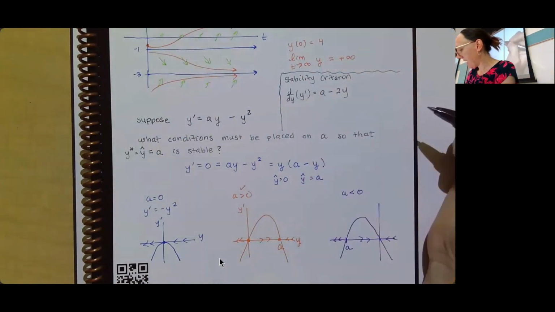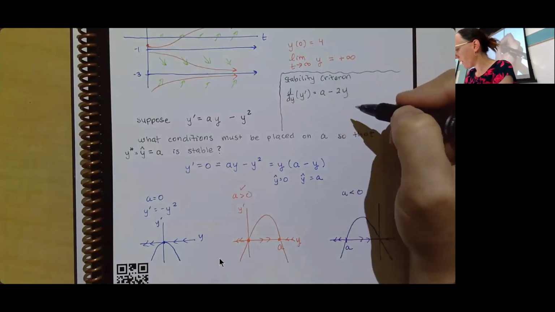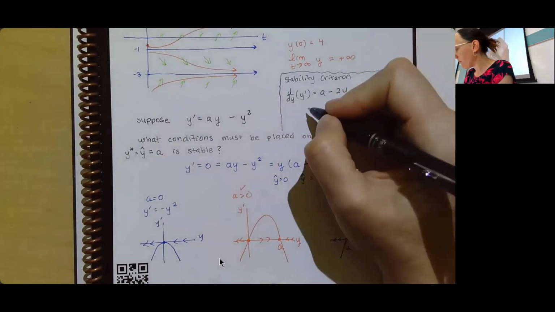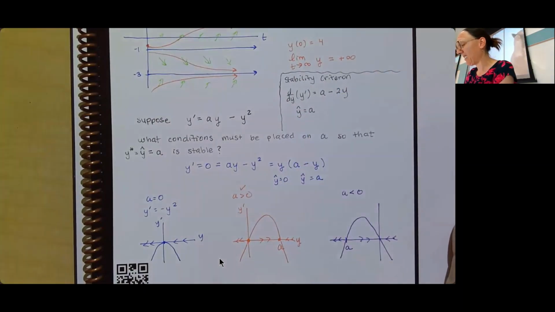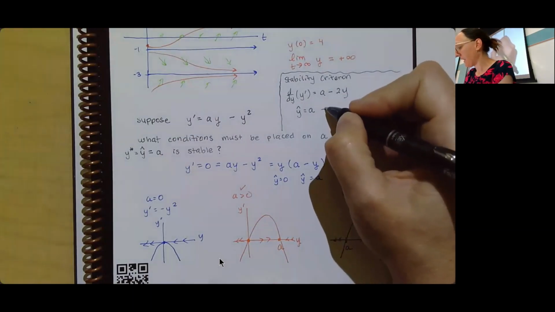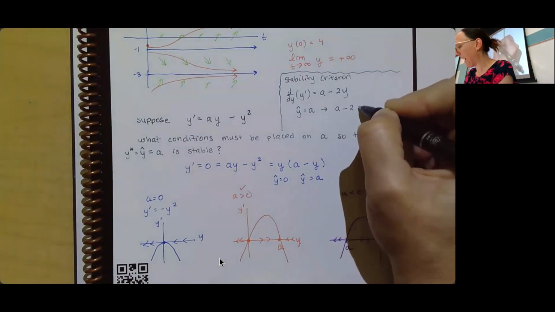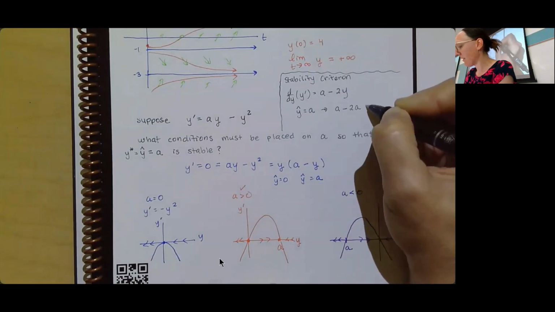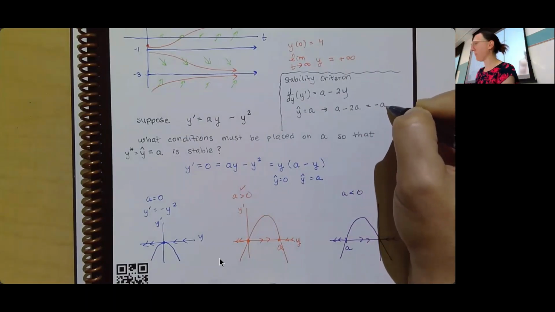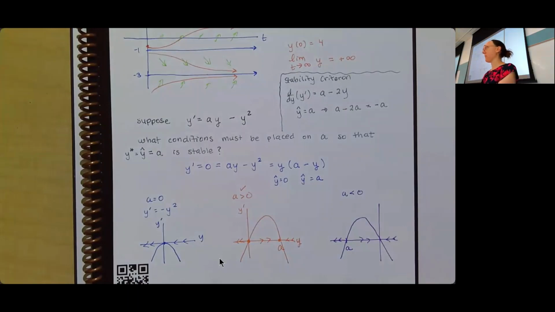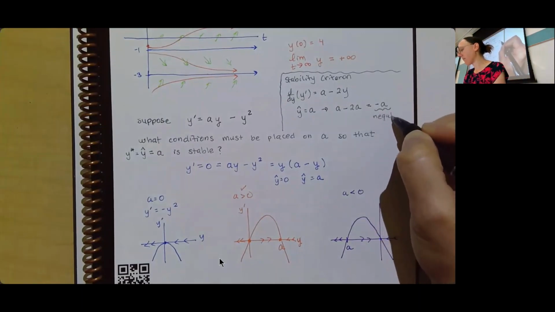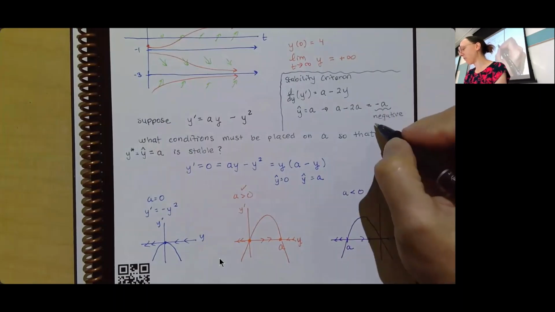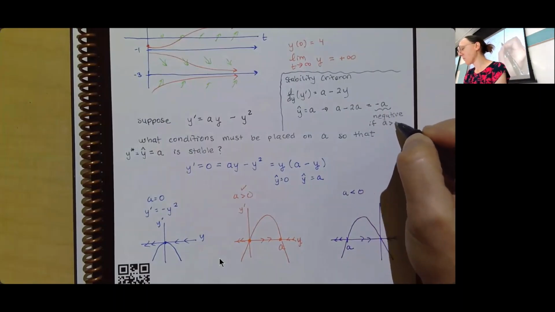So if I plug in my equilibrium of A for y, then I would get A minus 2A, which would give me negative A. And in order for this to be stable, I need this to be negative. And it's only going to be negative if my A is a positive number.